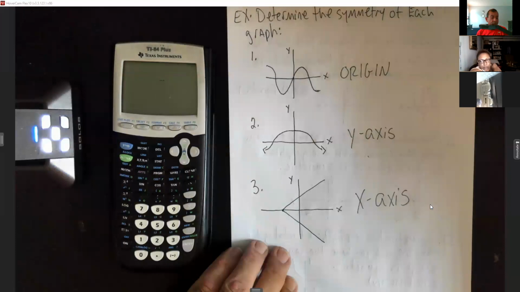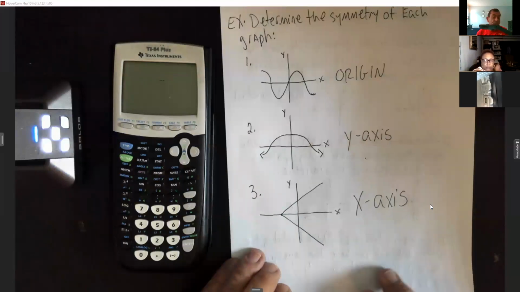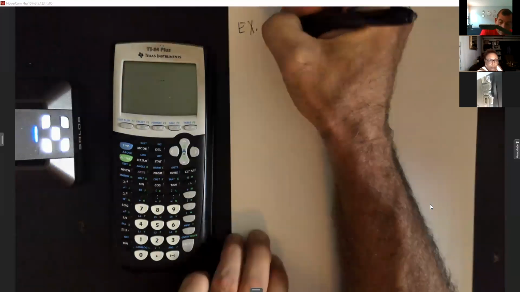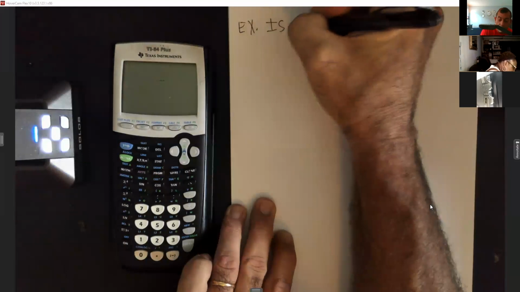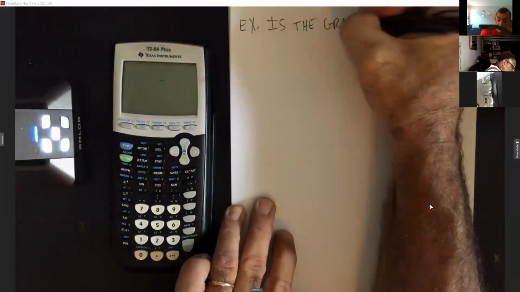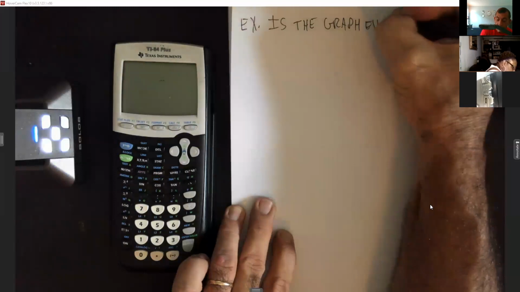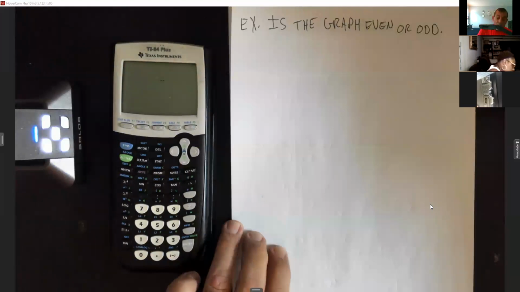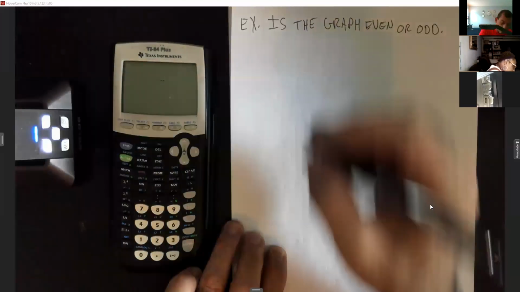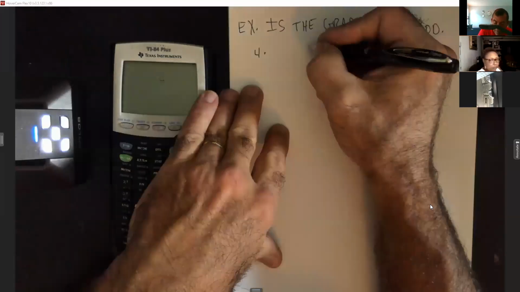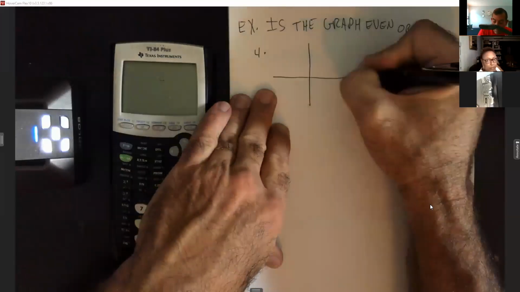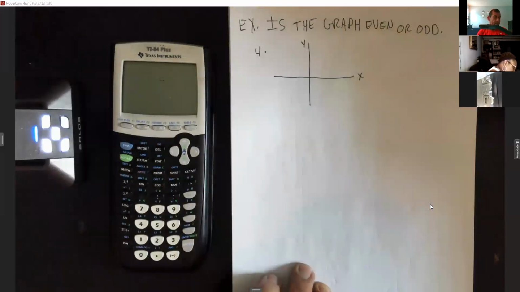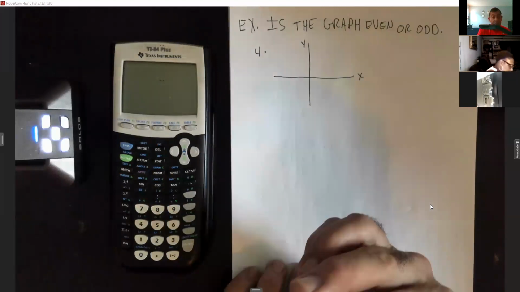All righty, next two questions they want to know, is the graph even or odd? So this would be number 4. And y'all, what you like about these 5 problems on this homework assignment is it's all multiple choice and you're just looking at pictures, okay?